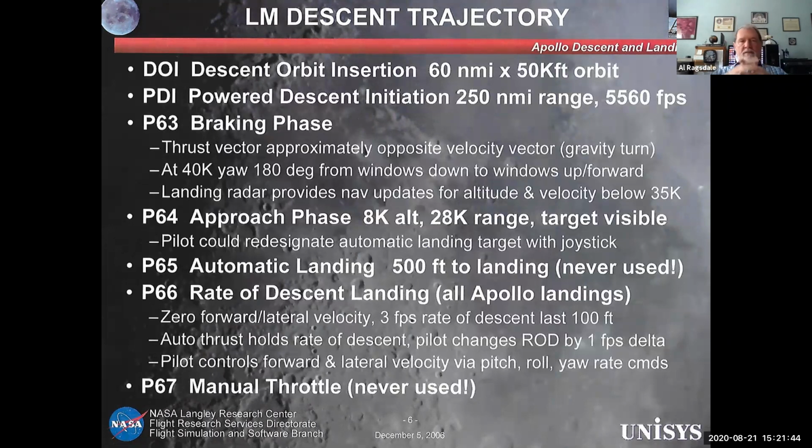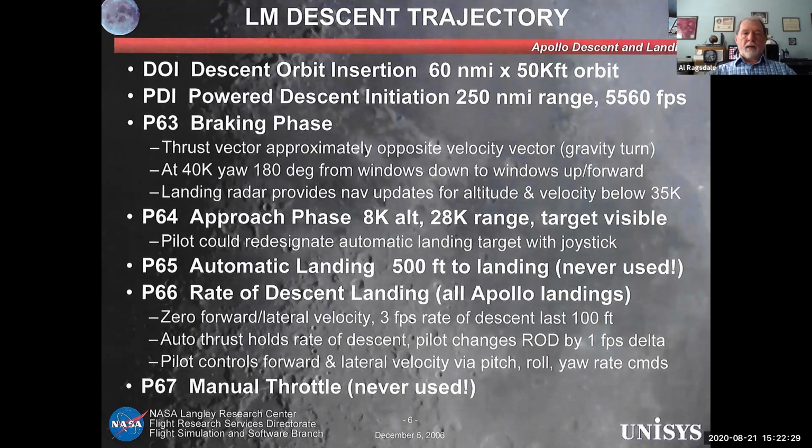Okay, the descent trajectory started in an orbit 60 nautical miles high, and the LEM did a burn to bring it down so that pericynthion, or low point in the orbit, was about 50,000 feet. In the P63 phase, the thrust vector was approximately opposite the velocity. At 40,000 feet, they yawed 180 degrees, so you could see forward for the final landing approach. Once the vehicle yawed around, the landing radar could track the surface below them. It couldn't tell where they were, but it could tell how fast they were moving and how high they were.